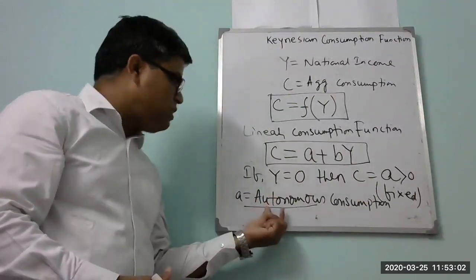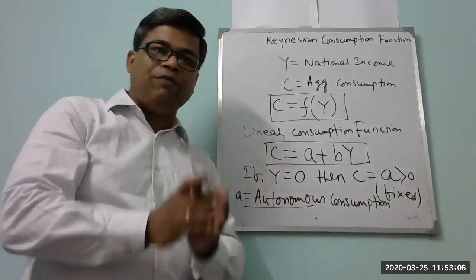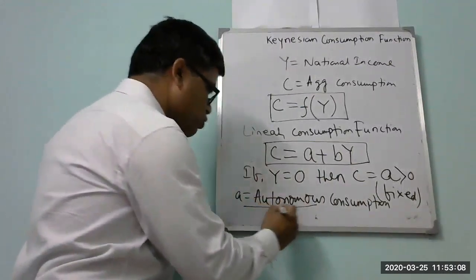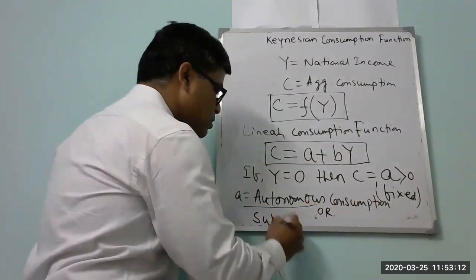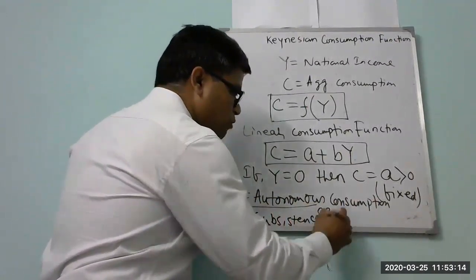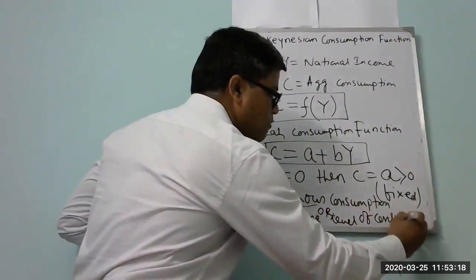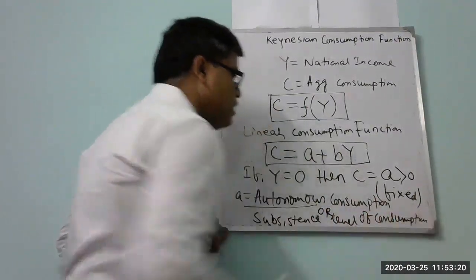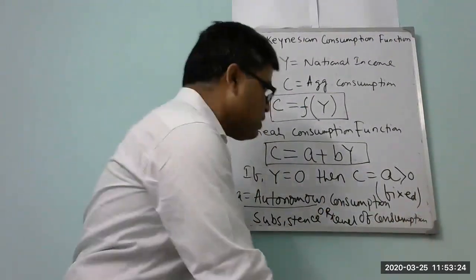So that is the reason why it is called autonomous consumption, or it is also called the subsistence level of consumption. So A part is called the autonomous consumption or subsistence level of consumption.